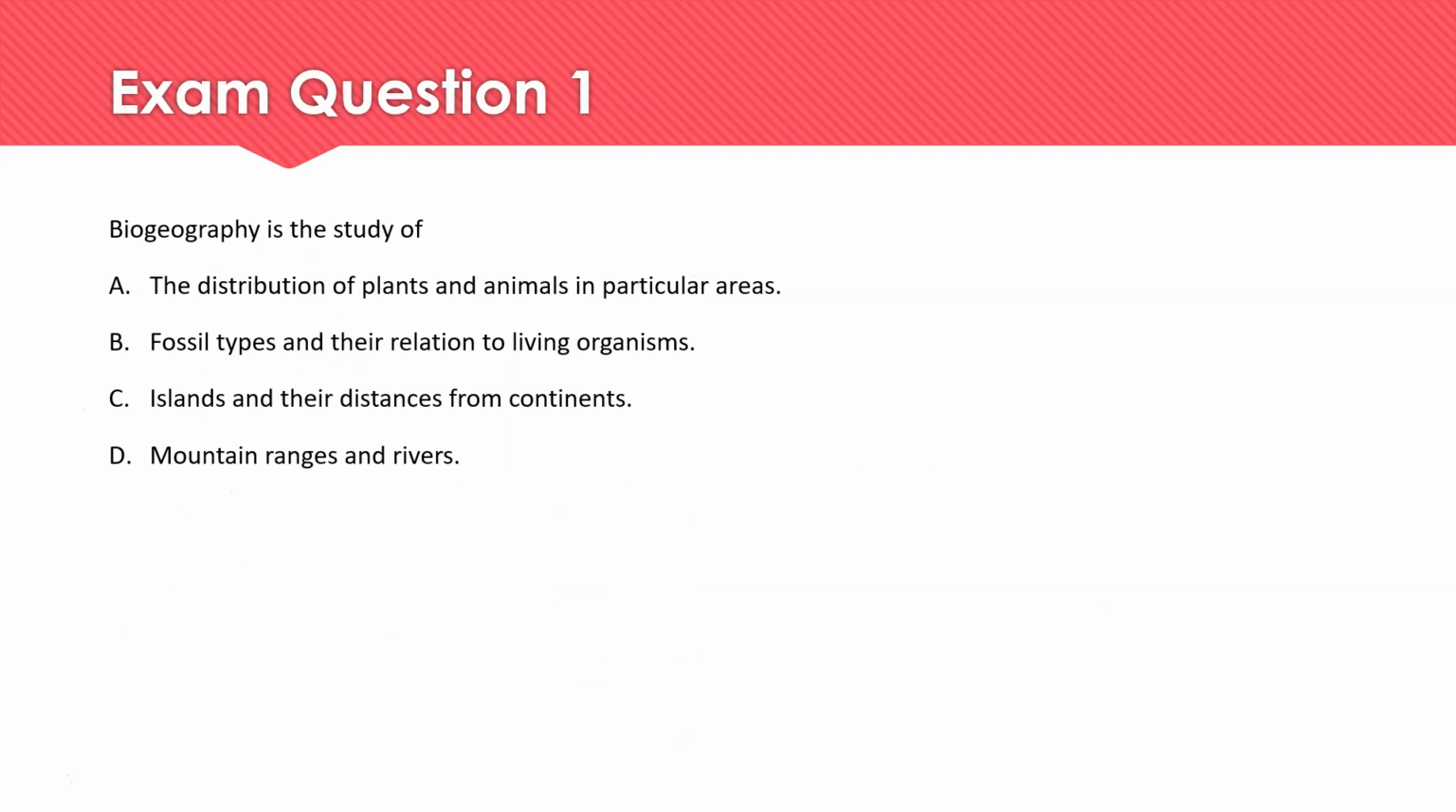Here we have exam question 1. It says biogeography is the study of A, the distribution of plants and animals in particular areas, B, fossil types and their relation to living organisms, C, islands and their distance from continents, or D, mountain ranges and rivers. So you can pause the video, pick your answer, and then check it against the video in the description below.